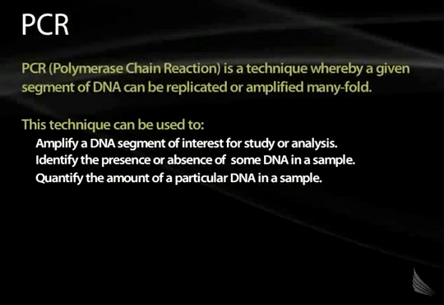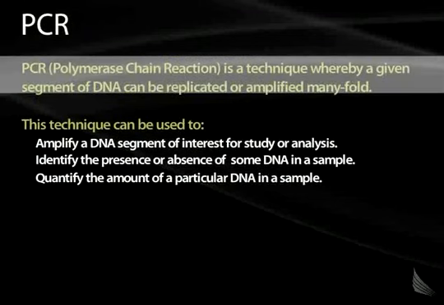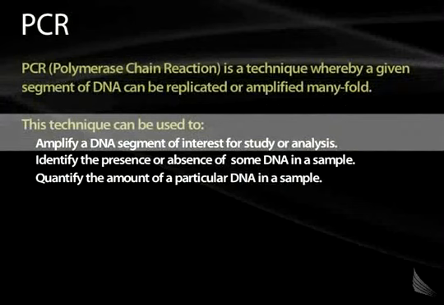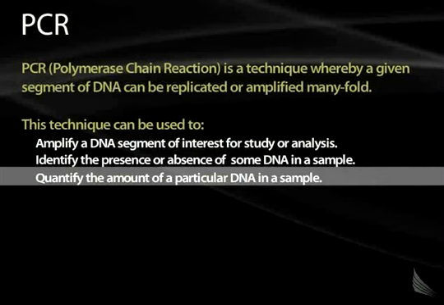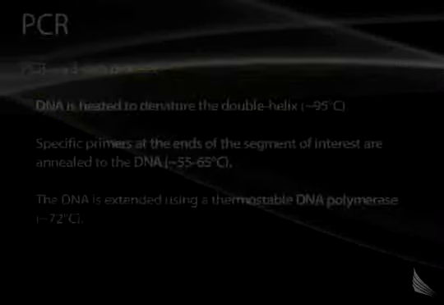Now, one other technique that helps us analyze DNA is what we call PCR. PCR stands for polymerase chain reaction. And this is a technique whereby we can take a given segment of DNA and replicate it or amplify it many-fold. This technique is important in amplifying a DNA segment that you want to study or analyze. It's important for identifying the presence or absence of some DNA in a sample. We use this a lot for trying to detect viruses, for example, in clinical samples. And in addition, we can use PCR to quantify the amount of a particular DNA in a sample. This is how we do HIV viral loads, for example.